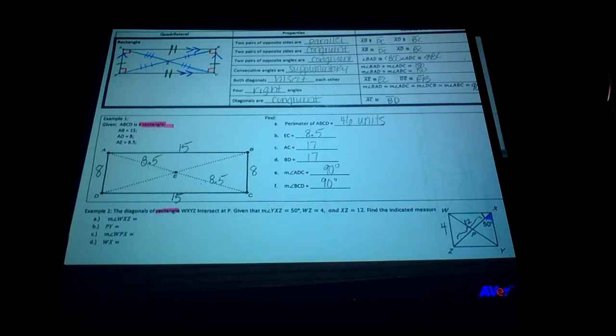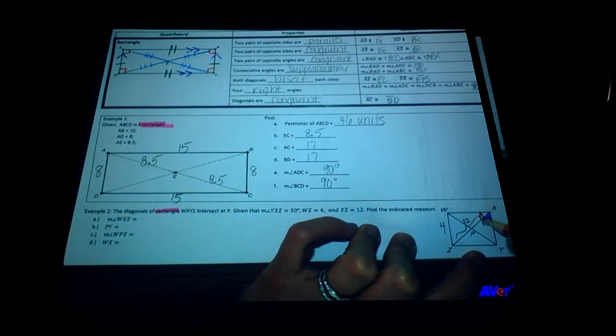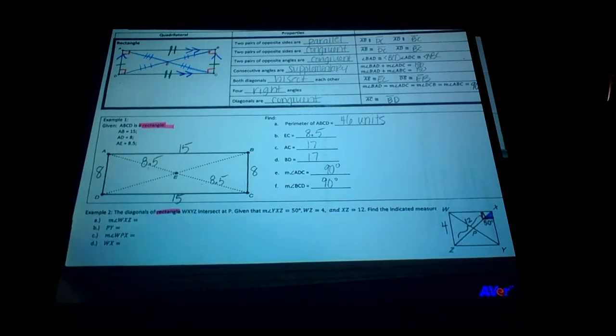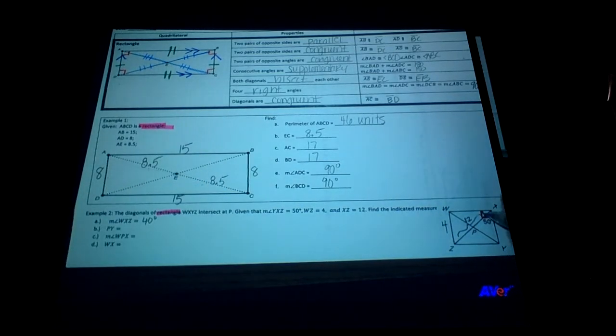Well, all the angles in a rectangle are 90 degrees. So all of angle X is 90 degrees. Well, if the blue part is 50, how much would I have left? We're using the angle addition postulate here. That would be 40 degrees, because 40 degrees plus 50 degrees would give me 90 degrees.